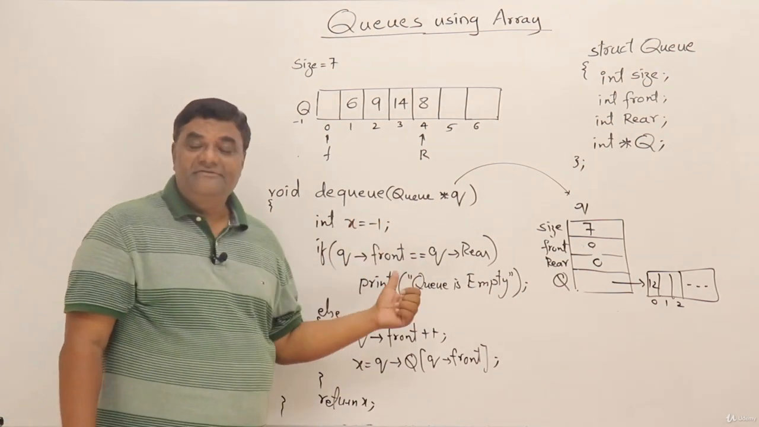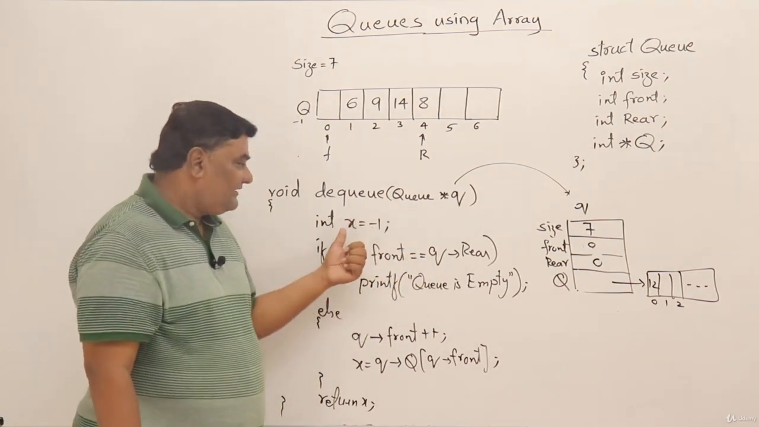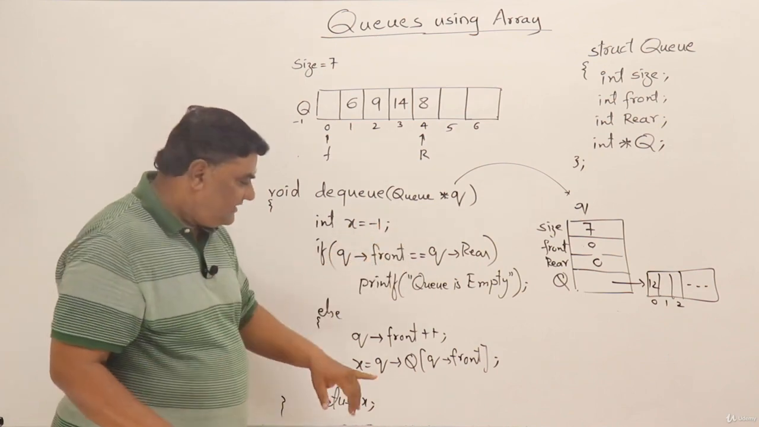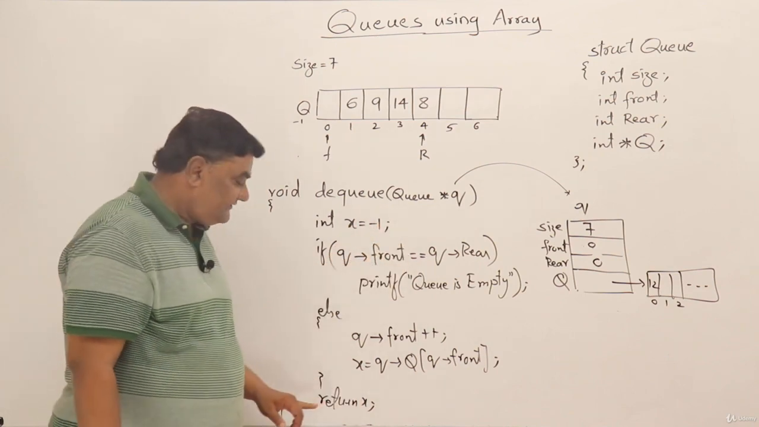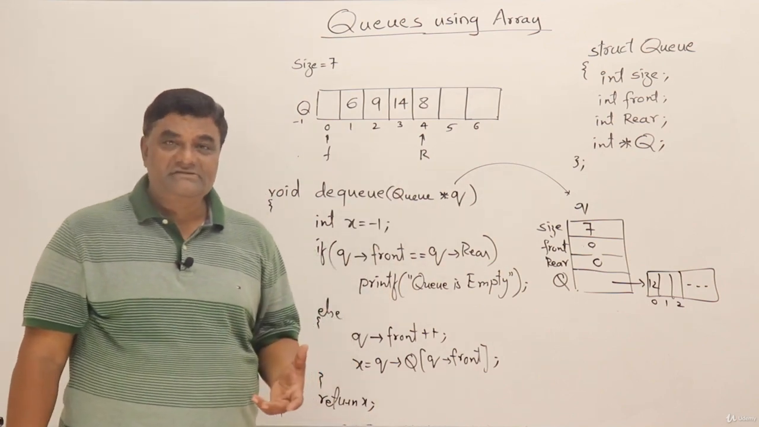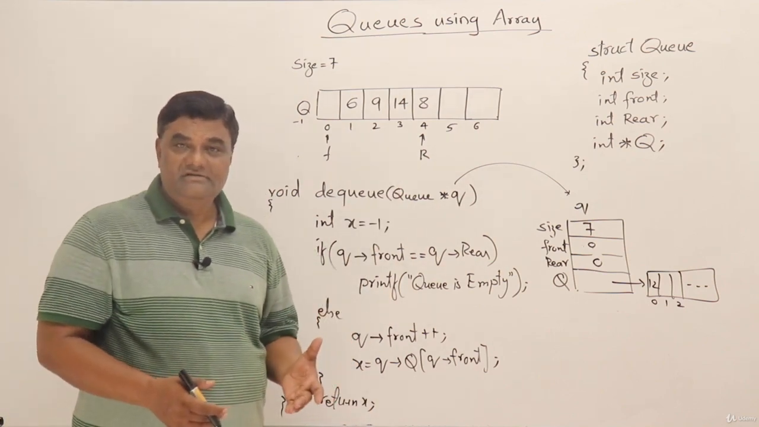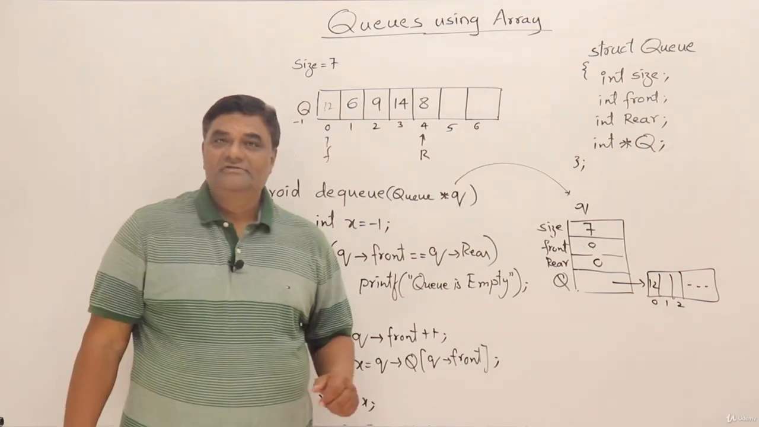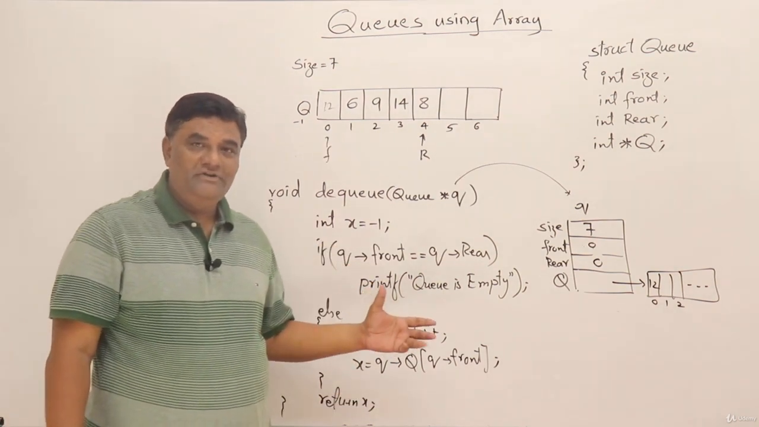What happens if the Q was empty? Then x will have -1 and nothing is assigned to x. So it will return -1. So if this function is returning -1, it means Q is empty. There are no elements in the Q. So that's all. This is the dequeue function.